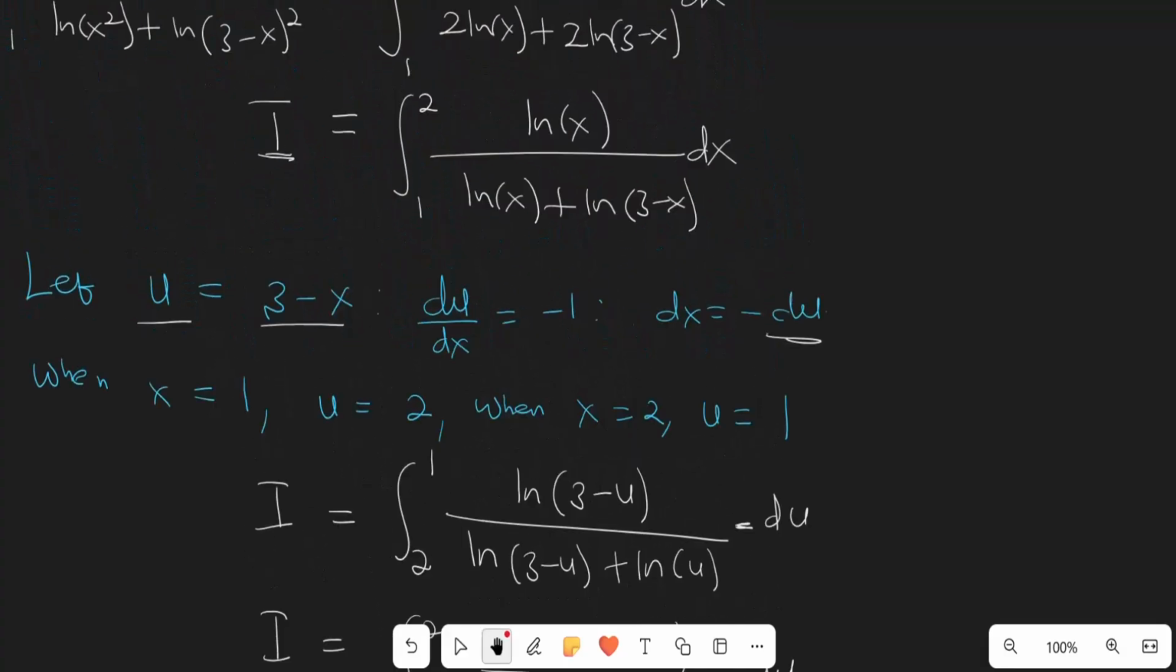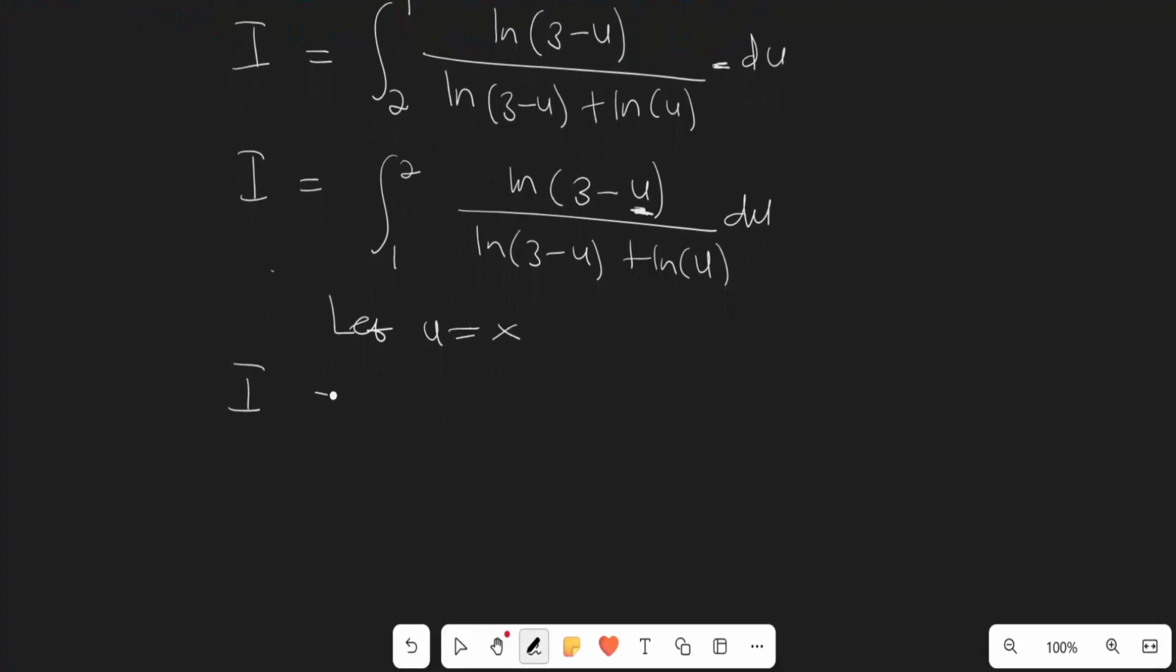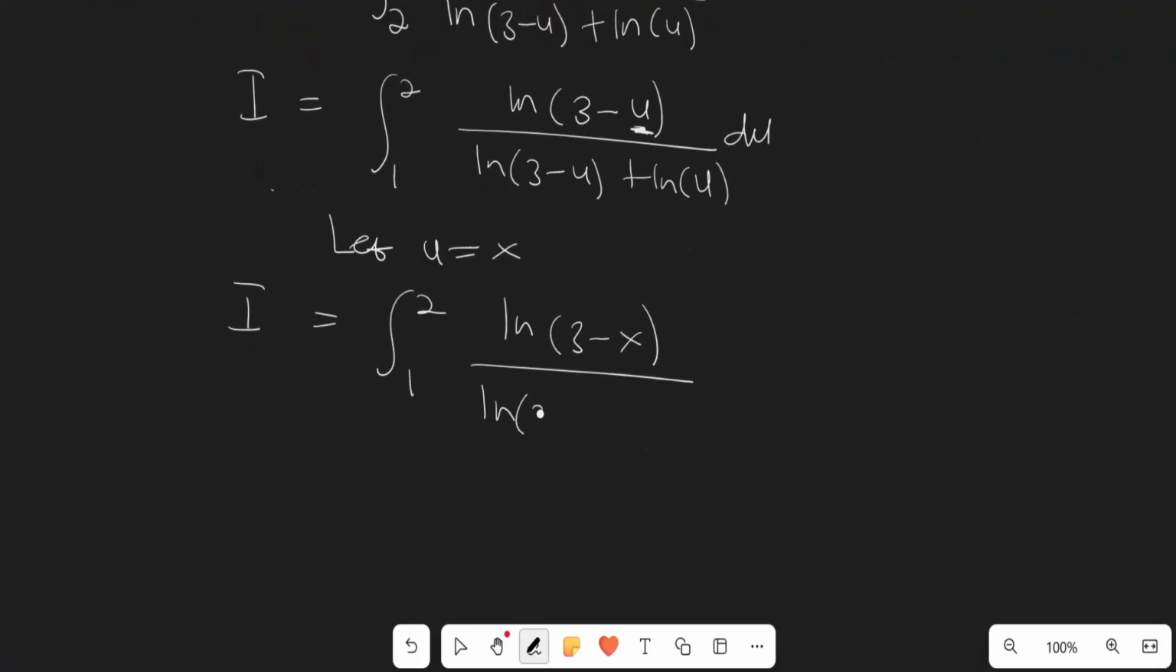So here now we can do some comparison. We can just change our variable here back to x. If we change it back to x, nothing is going to change. We can just let u be equal to x in this case. If we do that, we are just switching the variables. So I is going to be, the limits stay the same, the integral from 1 to 2 of the natural logarithm of 3 minus x all over the natural logarithm of 3 minus x plus the natural logarithm of x, dx.